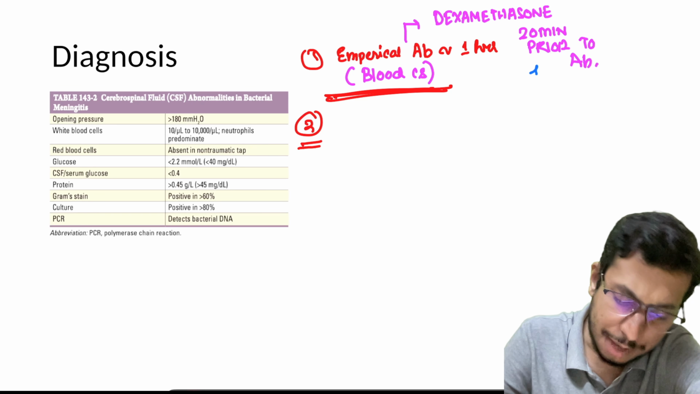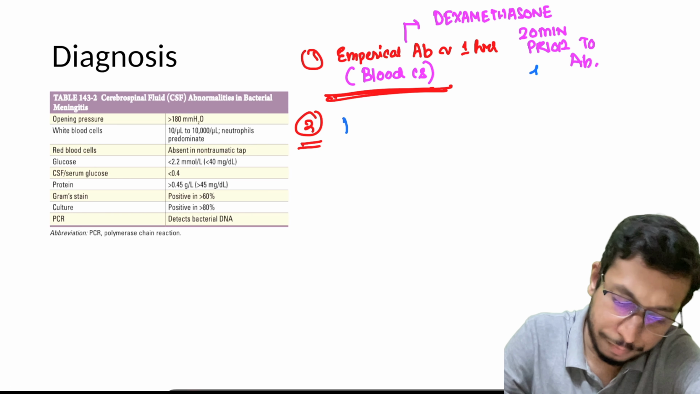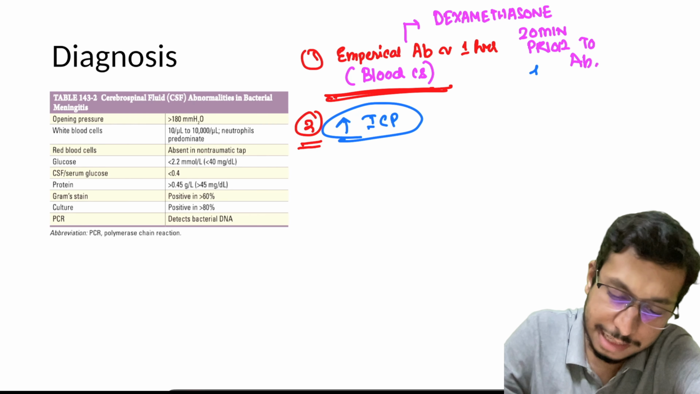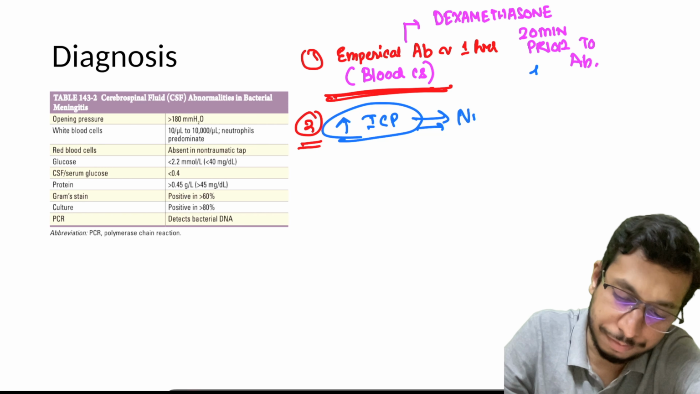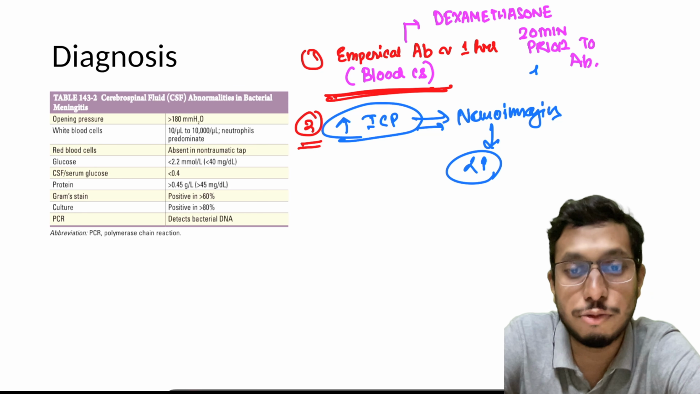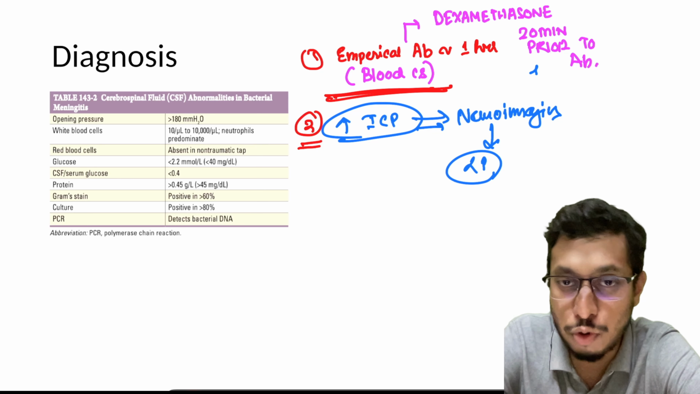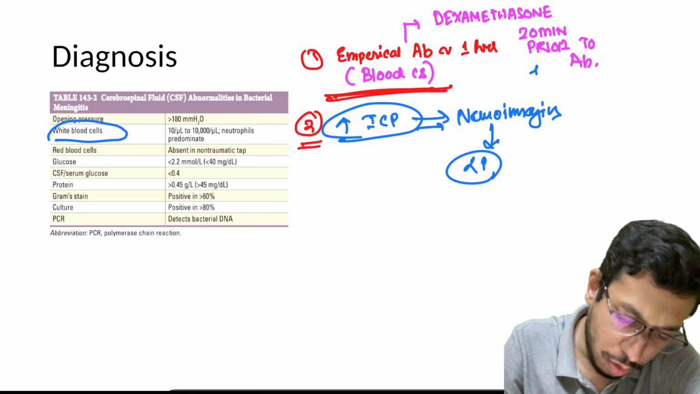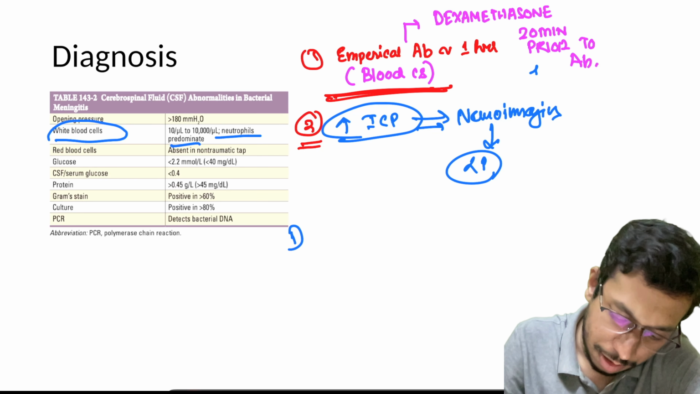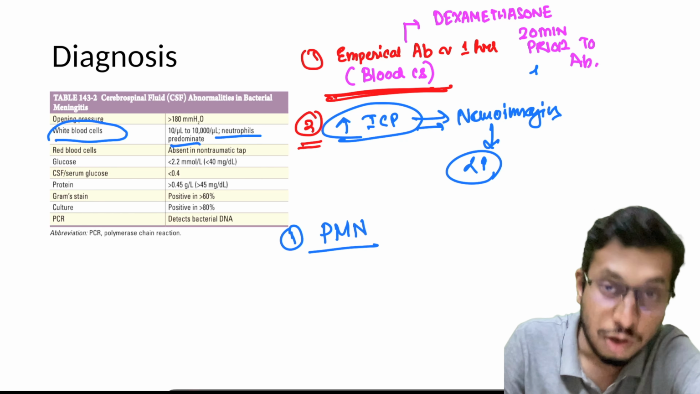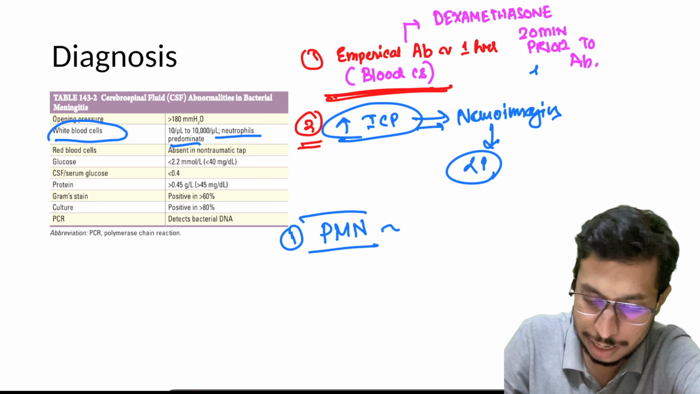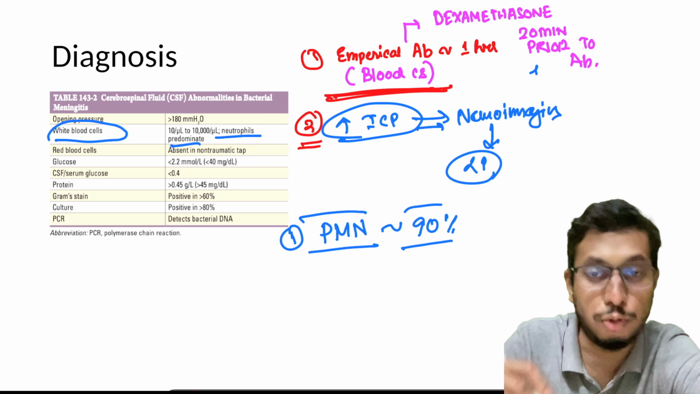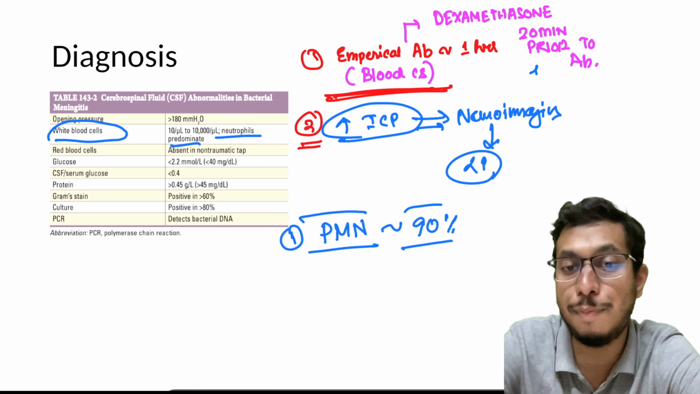Now, sometimes there can be raised ICP features. In such cases, it is better to go for neuroimaging first, followed by lumbar puncture. Okay. So, what will the lumbar puncture report show us in case of classic bacterial meningitis? White blood cells will be more with neutrophil predominance. That is, polymorphonuclear neutrophils will be the maximum percentage, maybe around 90% cases. Okay, up to 90% of the white blood cells can be PMN cells.